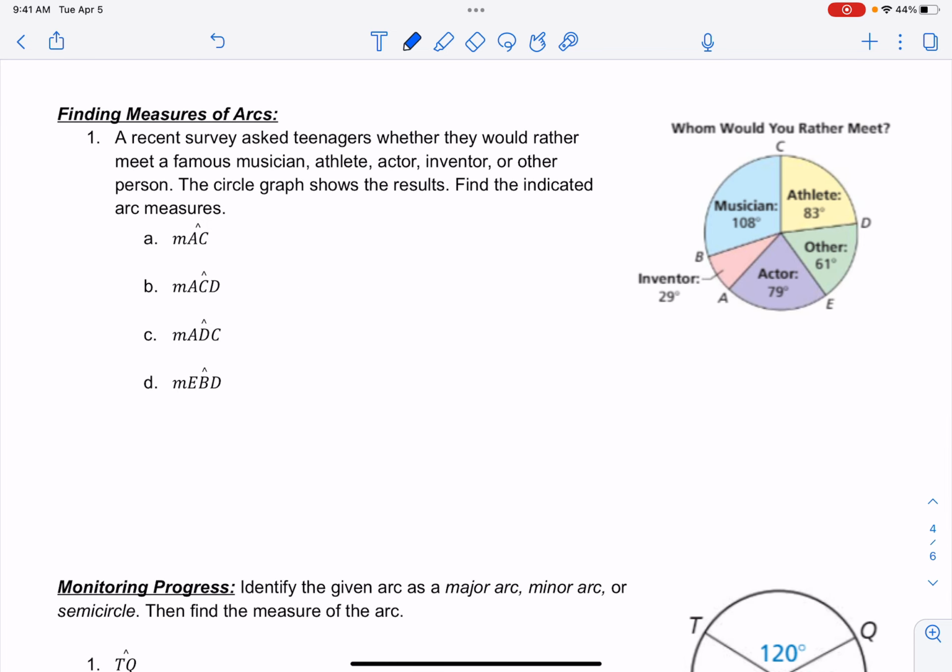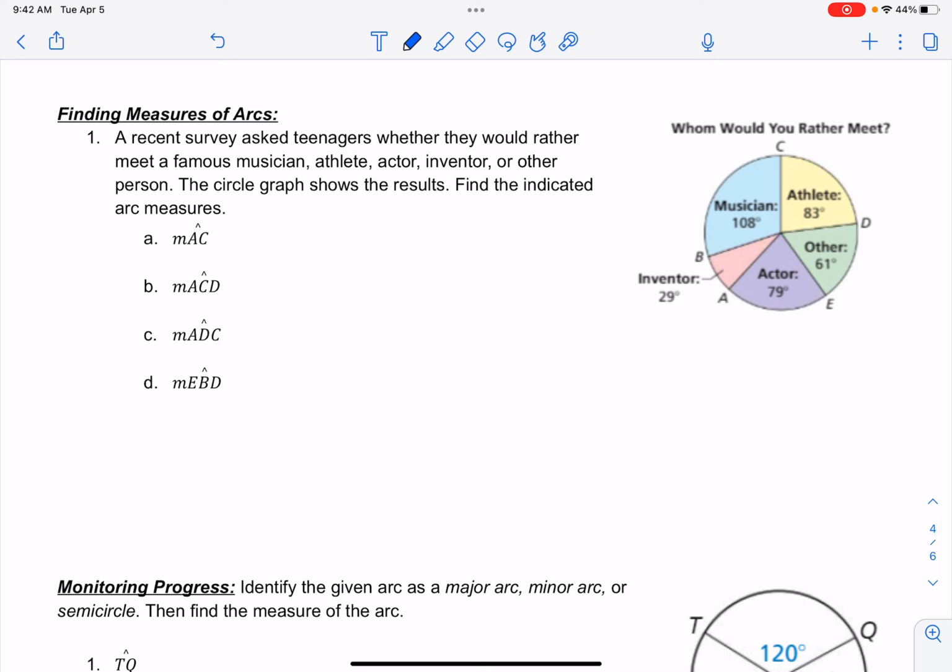All right, and another one, this one they just kind of put as a pie chart a little bit. It says, a recent survey asked teenagers whether they would rather meet a famous musician, athlete, actor, inventor, or other person. The circle graph shows the results. Find the indicated arc measures. So this is very similar to what we were just doing, just put into a real life situation.